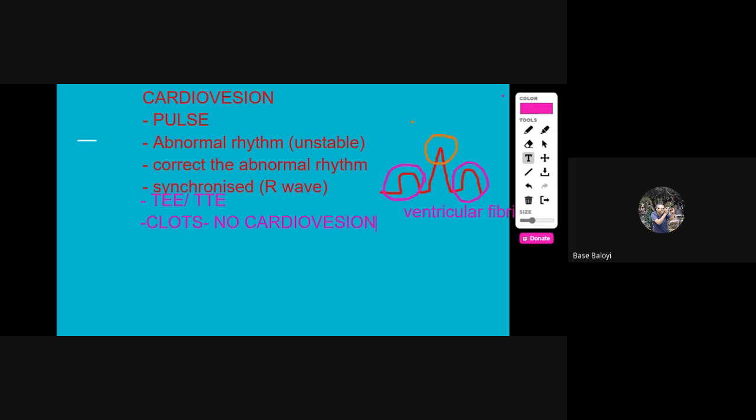If there are clots, no cardioversion. Why do we say no cardioversion? Because the clot can dislodge, and if it dislodges, it's going to complicate. It can either travel to the lungs, causing a pulmonary embolism, or it can travel to the brain, causing what? Cerebrovascular accident, which is known as stroke.